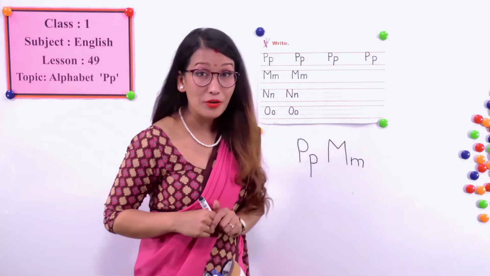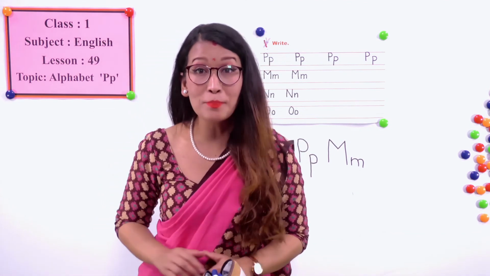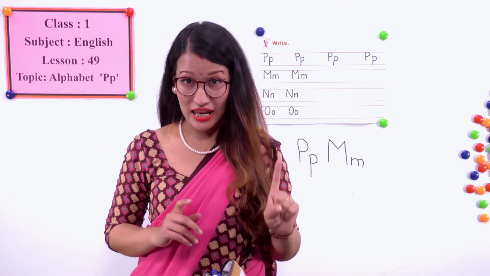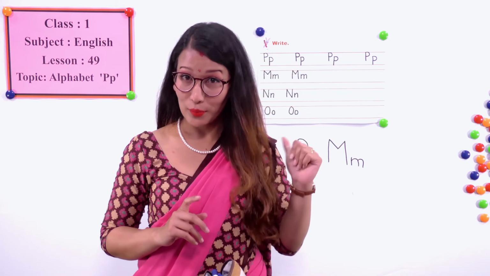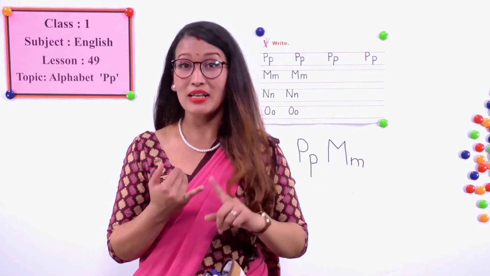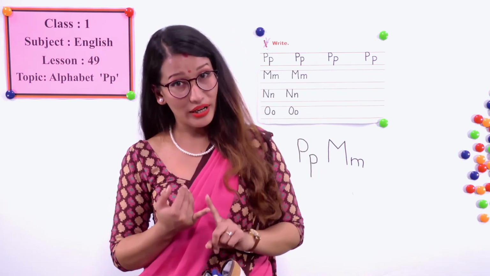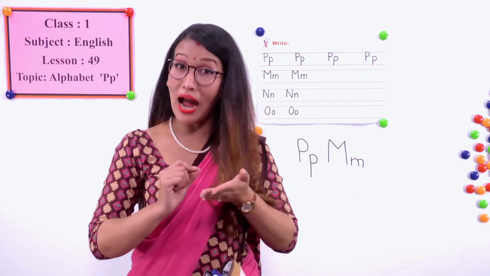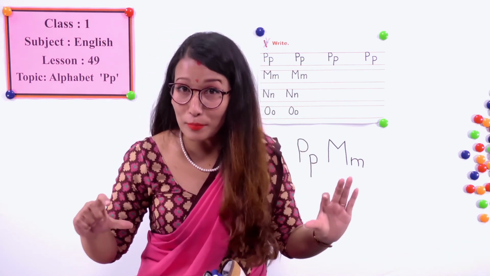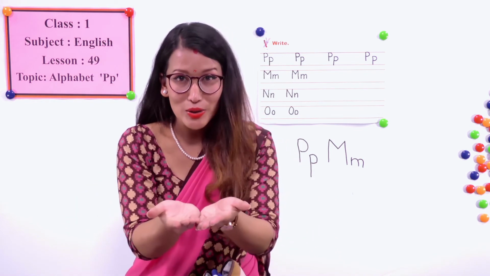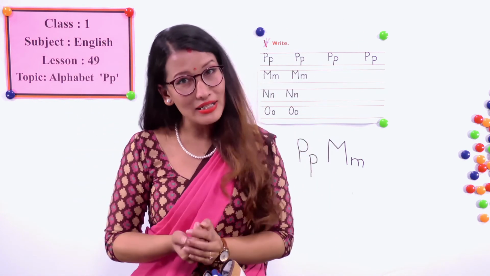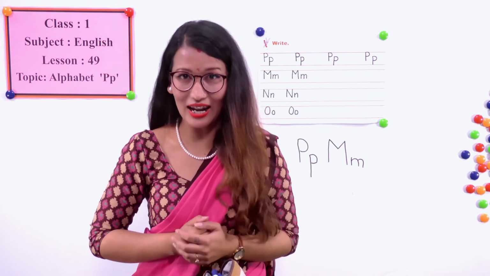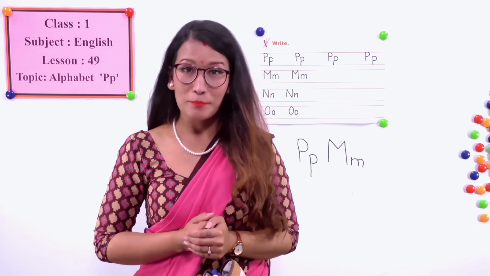Okay. Now your task is to write from A to P, okay? A, uppercase A, lowercase a, uppercase B, lowercase b. Write in your English copy and show it to your elders. Okay, write. Can you do it?